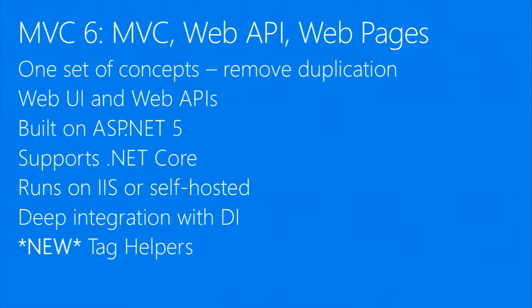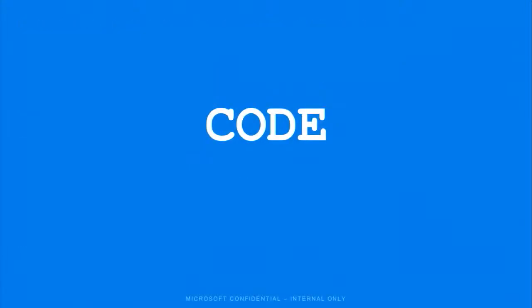I'm not going to be talking about tag helpers because there's a whole talk on tag helpers in just a little bit later today. Taylor will be talking about that, and you'll get to see them. But they're pretty cool. Okay, enough talk. Let's see some code. Let's see ASP.NET 5 and MVC 6.